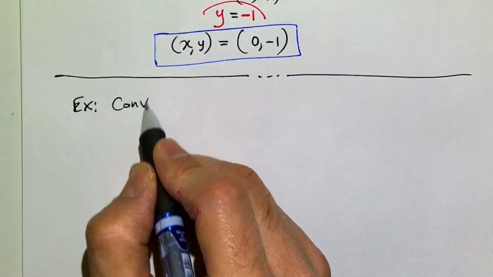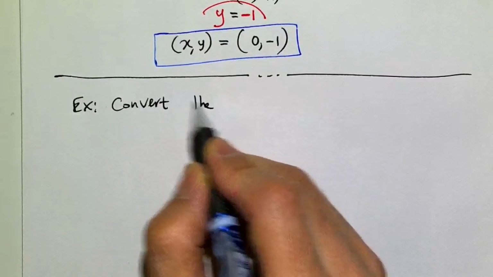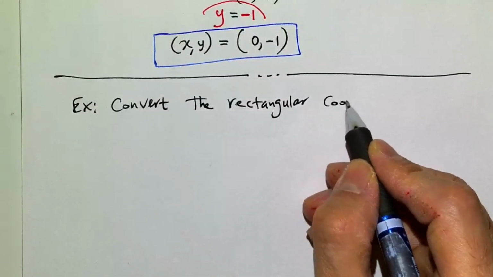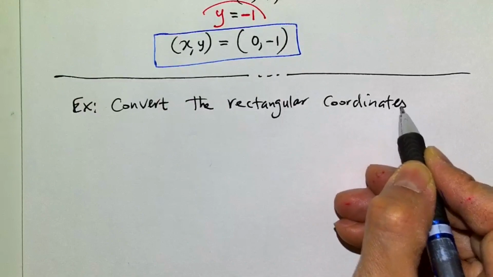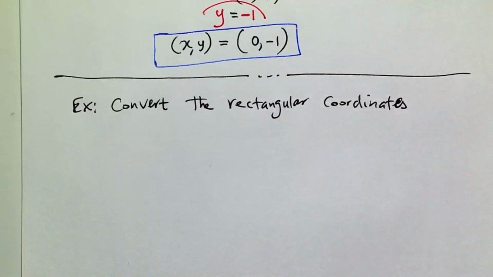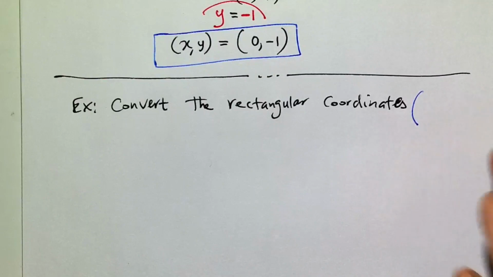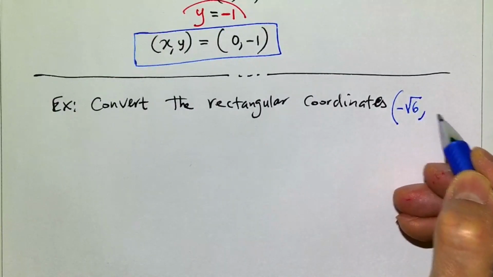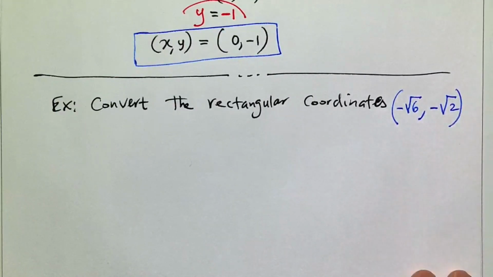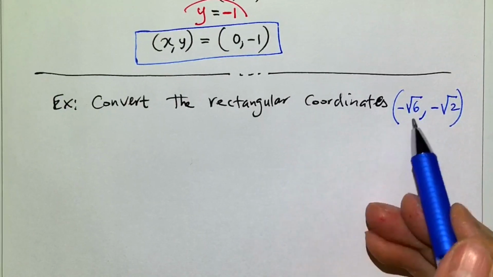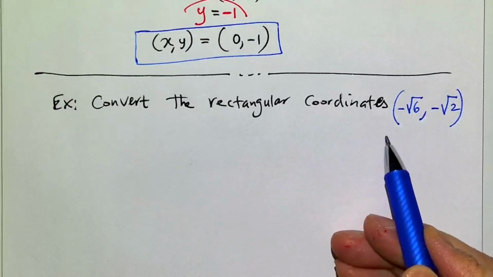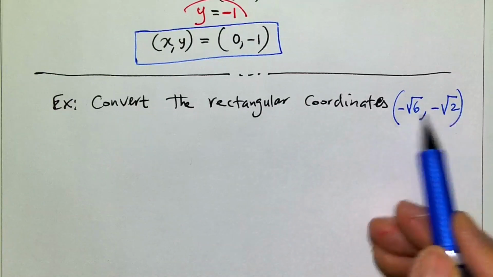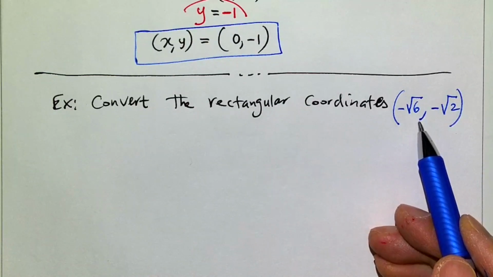Here we want to convert rectangular coordinates. So minus square root of 6, comma, minus square root of 2. Okay. Which quadrant is that? Right? Which quadrant is that? So x is negative, y is negative. There is only one quadrant where both coordinates are negative, and that's in the third quadrant, right?